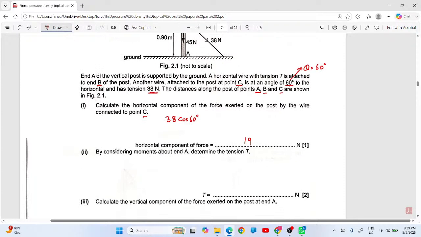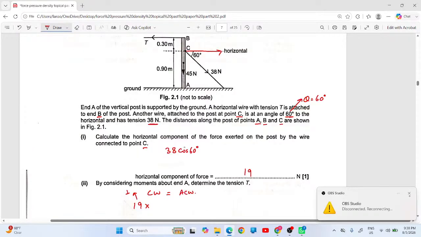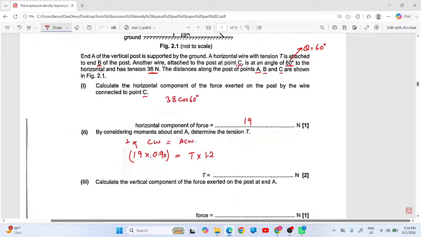By considering the moment about A, determine the tension T. You have to find the tension. What distance will you take? What should be the distance from point A? 0.9. Okay. Next, anti-clockwise moment is due to the tension multiplied by its distance, 0.9, 0.3. It's 1.1, 1.2. Sorry, 1.2. So divide everything.